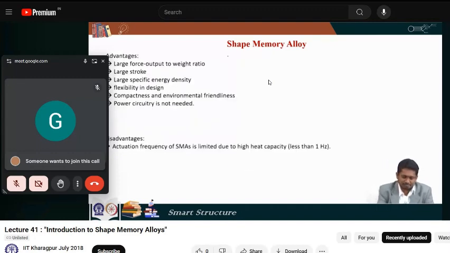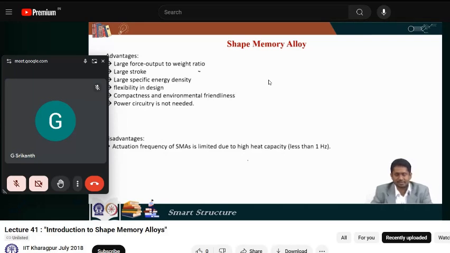The advantages of these materials include large force output to weight ratio, large stroke, because we have seen that they can be strained up to 3 to 8% depending on the material, and that amount of strain can be recovered. So there is large displacement, large force when the material tries to recover the shape. And there is large specific energy density, and it offers flexibility in design because here the actuation can be in various modes like axial mode, bending mode, torsional mode, and so on. And a compact actuation system can be formed from it, and these materials are environment friendly.